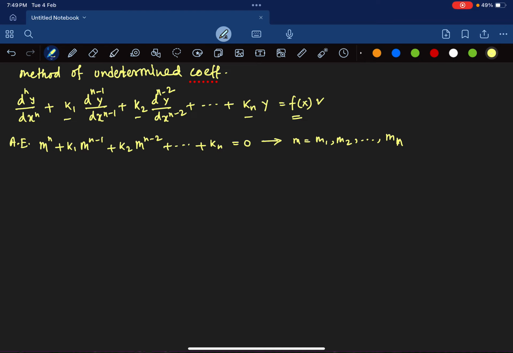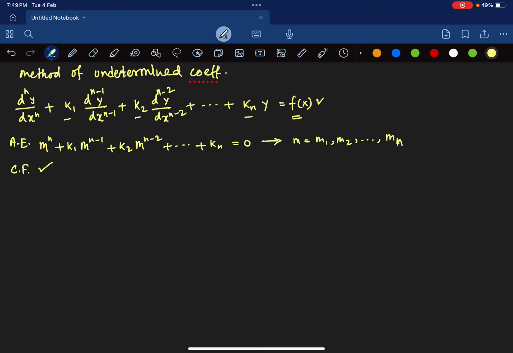Based on the nature of these values, that means real, distinct or complex, we have different types of solutions. From here you will get the CF, the complementary function, or in other words the solution of the corresponding homogeneous equation, based on the nature of m1, m2 up to mn.